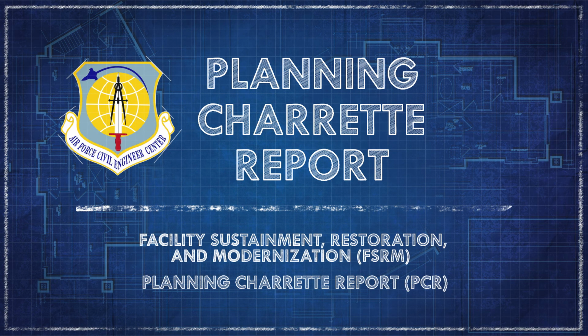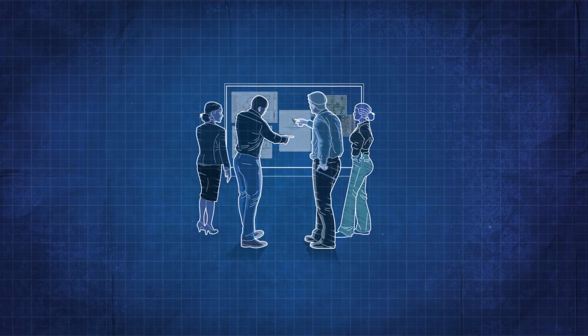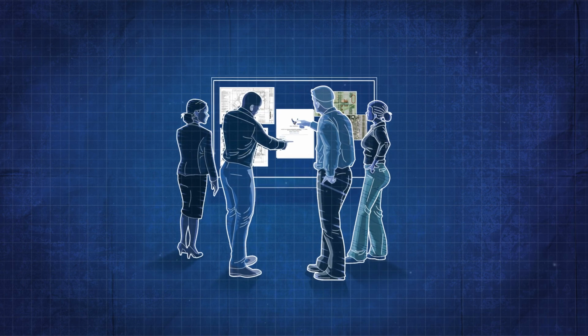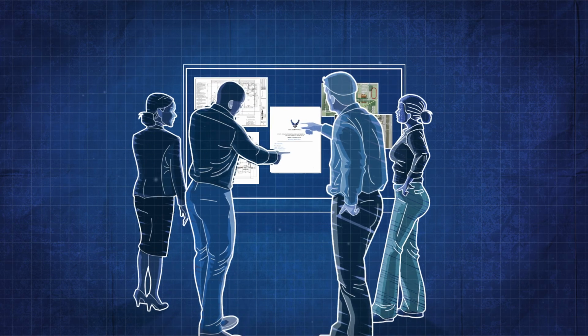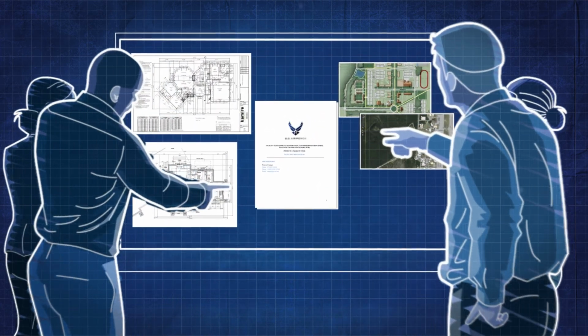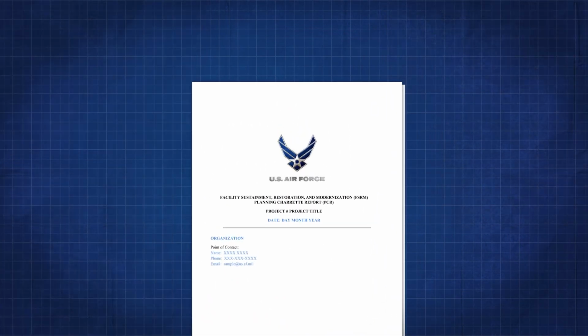Planning Charrette Report. On a daily basis, as Air Force civil engineers, we plan and manage large, complex projects. We have criteria to meet, guidance to follow, and details to track. How do we define scope? How do we fully address stakeholder mission requirements? How do we keep important details from falling through the cracks?